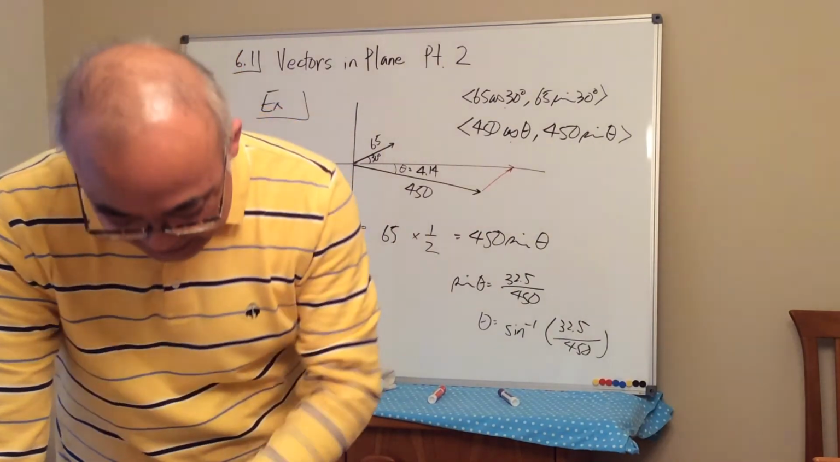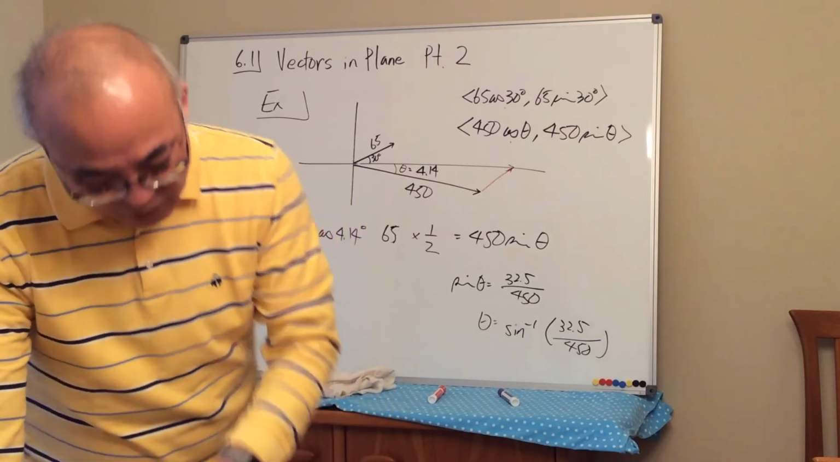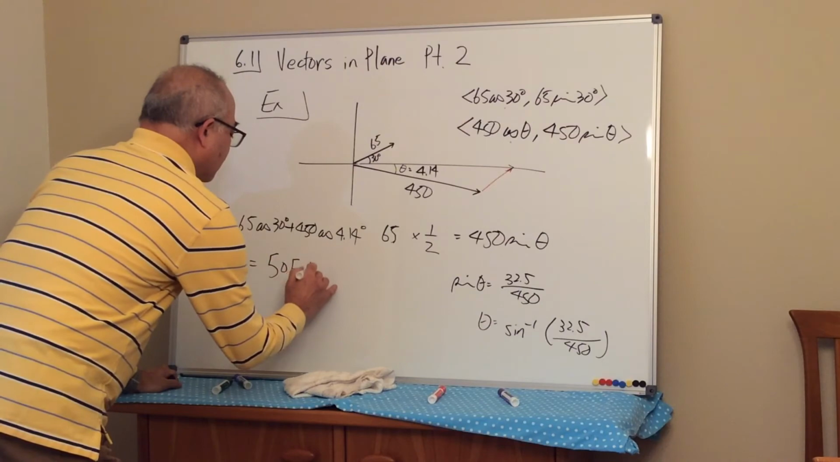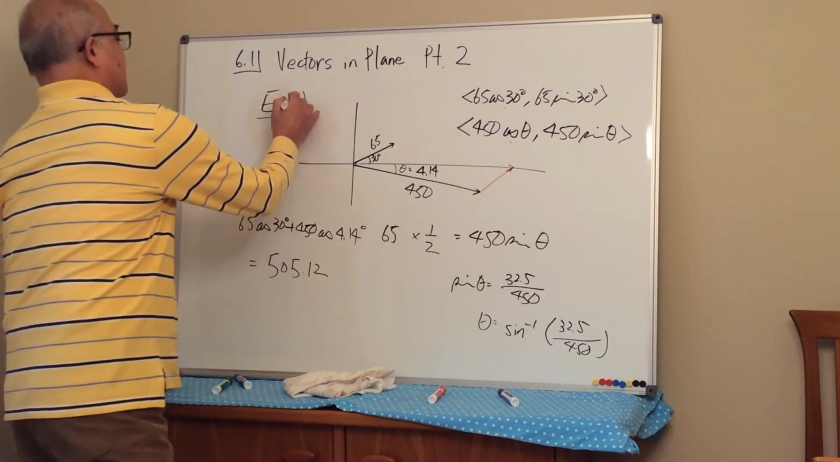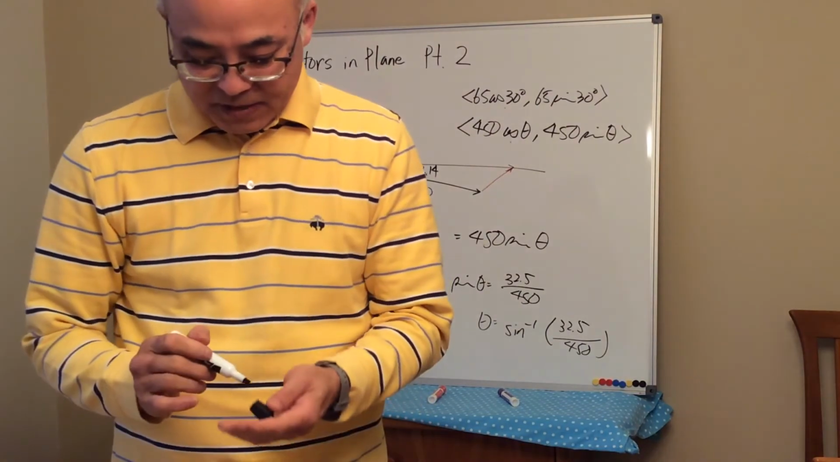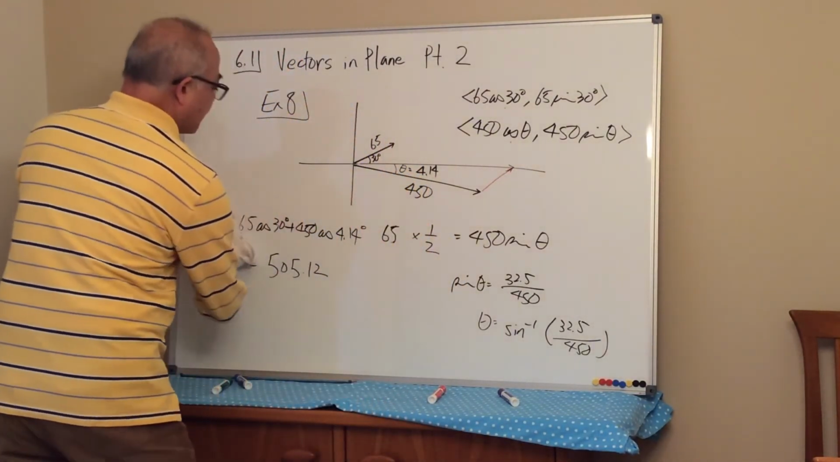If I do that, I'm going to get 505.12. There you go. And that was example number 8, I believe. Okay, so last but not least, let's do example number 9.